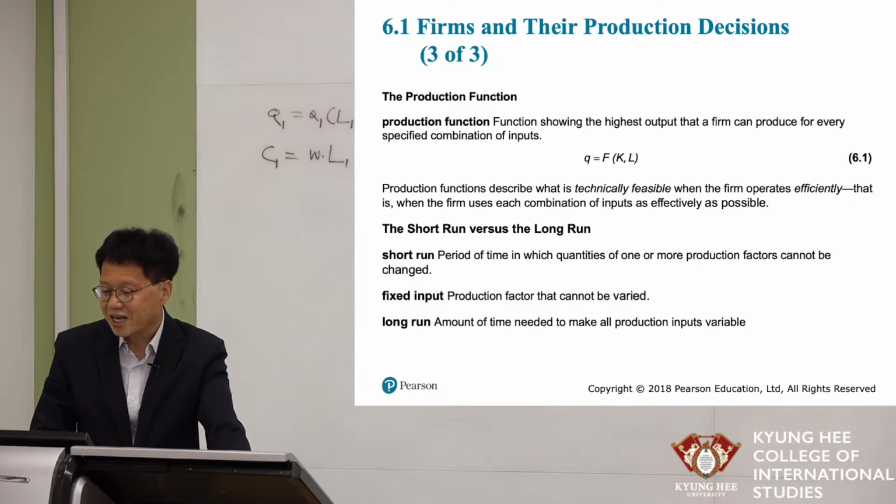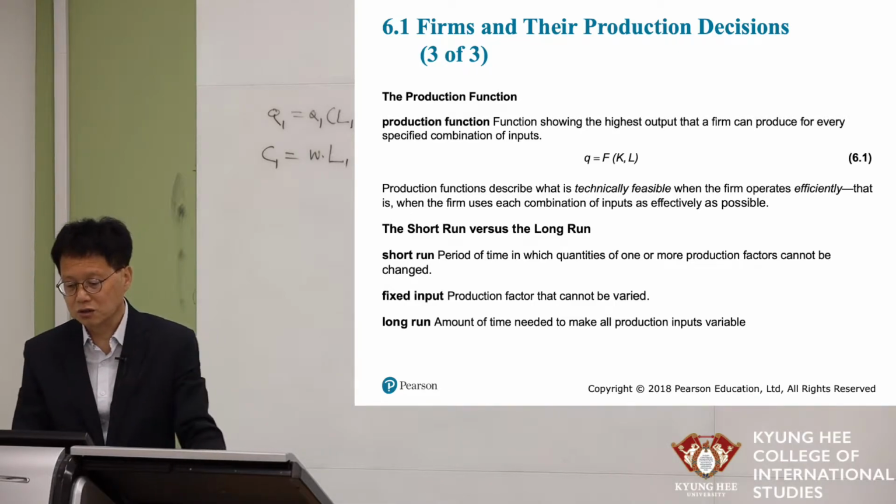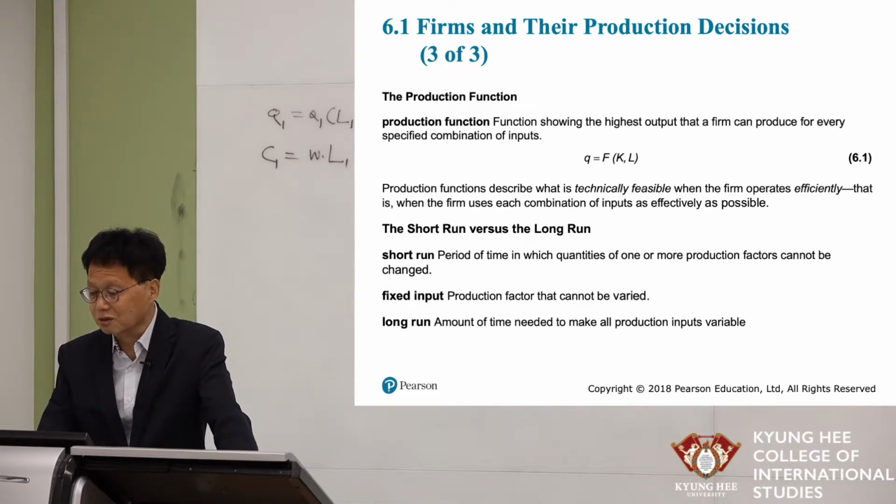Production function shows the highest output a firm can produce for every specified combination of inputs. So this Q, output, means the highest output that this firm can produce with the given capital and labor units, right? So Q means maximum production. The production function describes what is technically feasible when the firm operates efficiently, that is, when the firm uses each combination of inputs as effectively as possible.